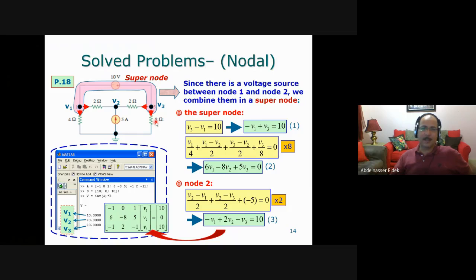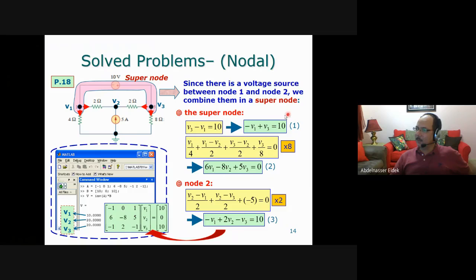And all these currents are so easy. This one, for example, is V1 over 4. This one is just V1 over 4. This one here is (V1 minus V2) over 2. This one here is (V3 minus V2) over 2. And the last one, (V3 minus 0) over 8. Then this will be the second equation.